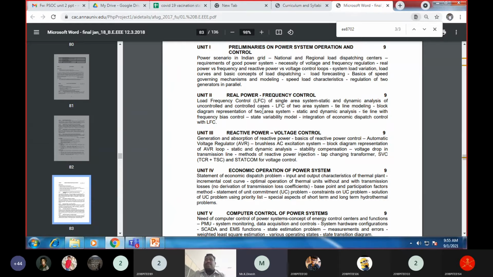So I will proceed with your topics. First, we are going to deal with load frequency control of single area system, static and dynamic analysis of uncontrolled as well as controlled cases. For the cases, we are going to solve equations. Just derivations only; we have 9 topics in this unit. Once you finish the 9 derivations, the unit is over.